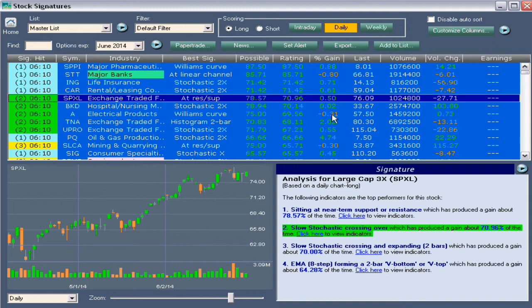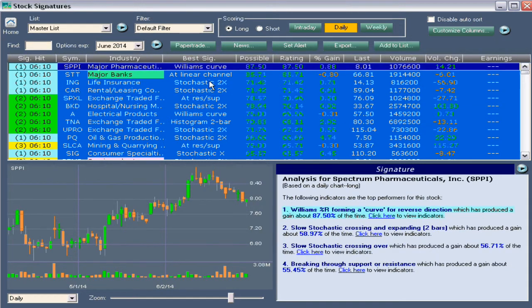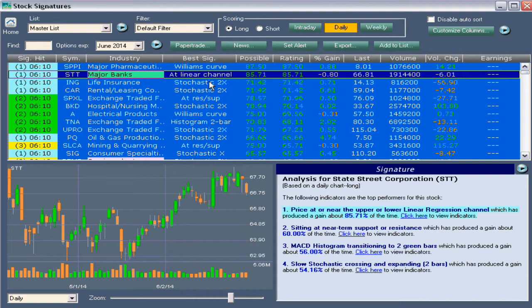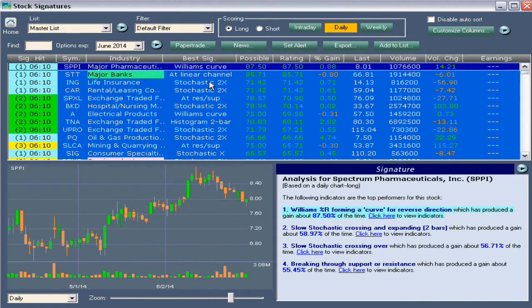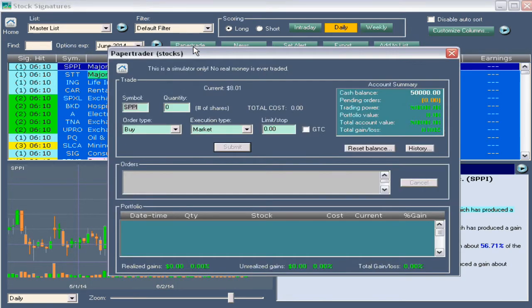So of those top 5, I like that guy, and I like that one. That's it. I like those top 2. Now if you want to practice trading those, you just click the paper trade button and off we go.